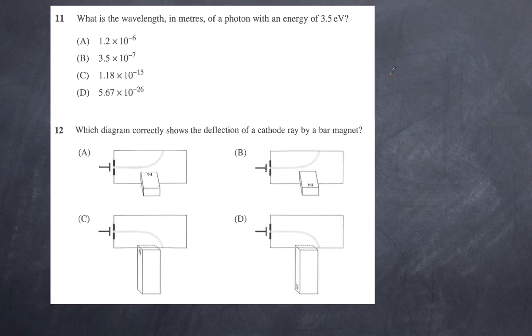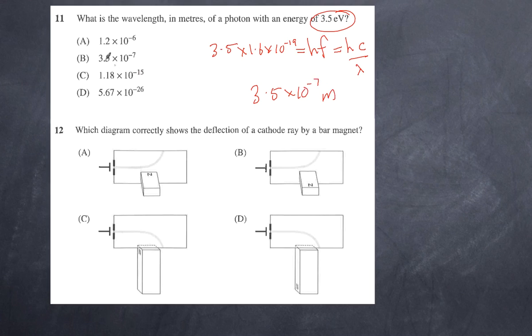Question number 11. What is the wavelength in meters of a photon with energy of 3.5 electron volts? Well, first what you need to do is convert these electron volts into proper joules. So to do that, you've got 3.5 multiplied by 1.6 by 10 to the power of negative 19, which gives you the amount of joules that this photon has. That of course equals hf. But f is equal to c over lambda, so that equals hc over lambda. If you rearrange that, you end up getting a value of 3.5 by 10 to the power of negative 7 meters, and therefore the answer is B.